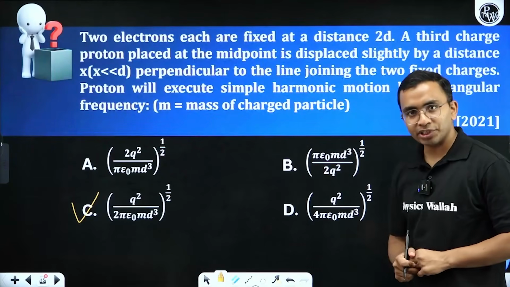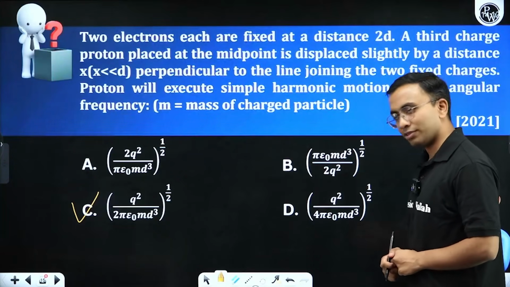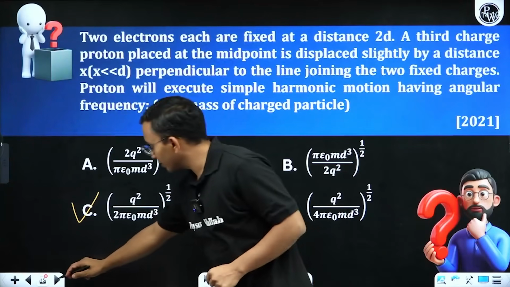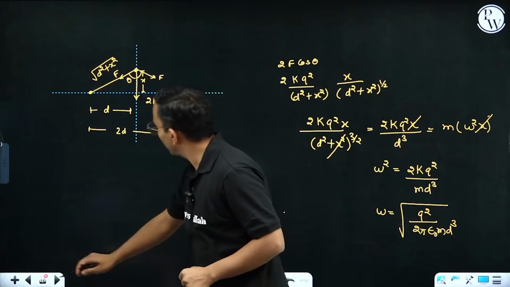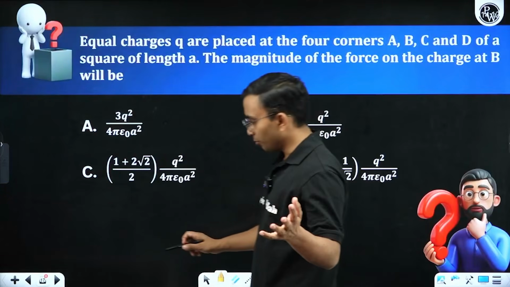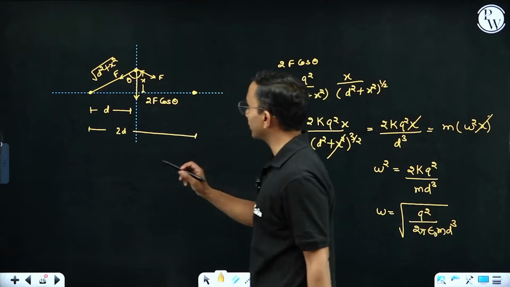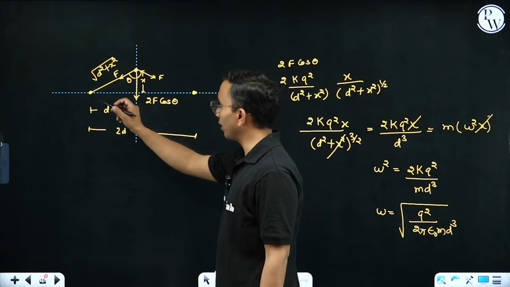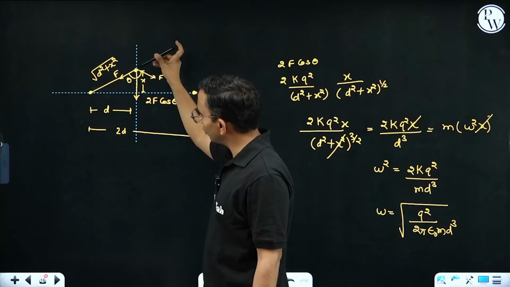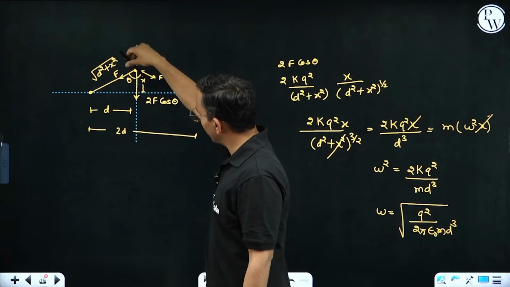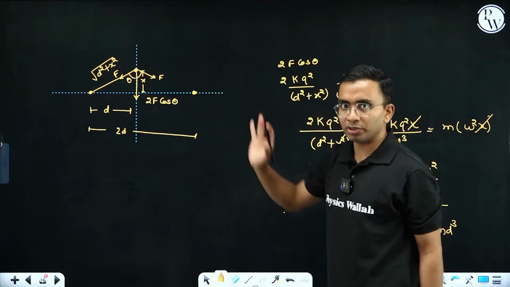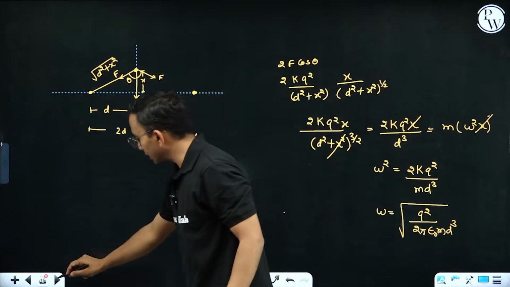So it was a multi-concept question, requiring the concept of oscillation and this particular chapter. Also the superposition principle was used here. Try to understand how. When we were finding the force on this proton, we took the resultant of the force due to each electron. This electron F, this electron F, the resultant of these is 2f cos theta. So that was the principle of superposition that we used here.